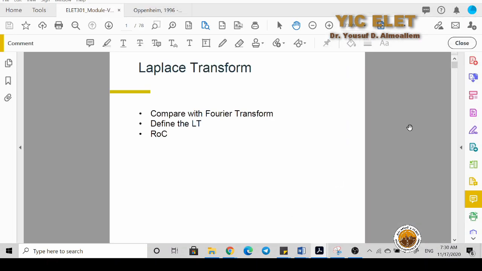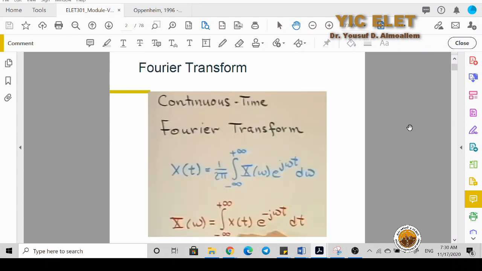Talking about the comparison between Laplace transform and Fourier transform. As we have seen, the continuous time Fourier transform, the CTFT, I usually abbreviate it as FT, Fourier transform, but you will see it a lot called CTFT, continuous time Fourier transform. And the definition of the continuous time Fourier transform is shown here.